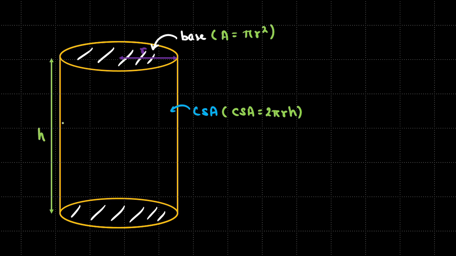Right? So now we have the base, the curved surface area, now the volume. The volume will be represented by V in this case, and its formula is pi r square h. I did not derive the formulas because they are very simple and I think you should know them, but still I wrote them down and gave you a glimpse of what they are. So this is the volume right over here.